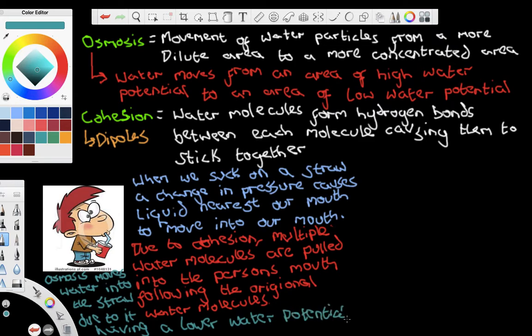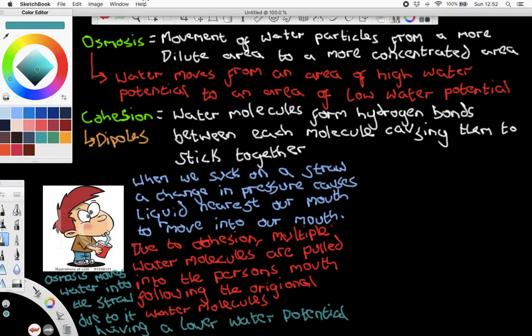So we've said that when we suck on a straw, we're changing the pressure inside the straw. That causes water molecules to move into our mouth. These water molecules drag other water molecules with them due to cohesion. This cohesion also works along with osmosis. Once you suck water out of a straw, there is a lower water potential in the straw and osmosis wants to take place. The water molecules want to move into the straw.